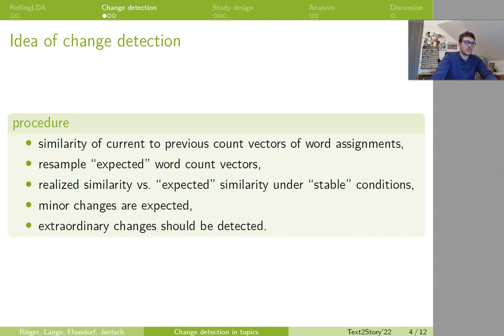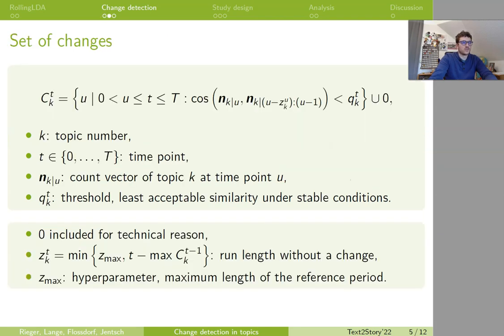Then we want to compare this similarity with the so-called expected similarity if we assume somehow stable conditions for this topic. This is the crucial part because news media coverage is to some extent always subject to changes, which is the nature of news media. And for this reason, we try to simulate a number of semi-stable conditions and compare resulting similarity values with the realized value, so that only extraordinary changes are denoted as real changes in topics.